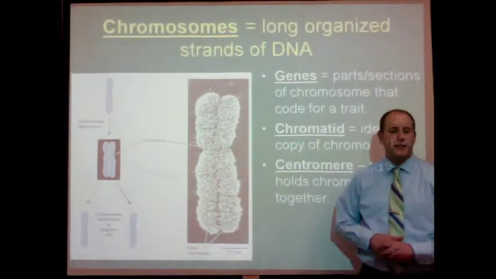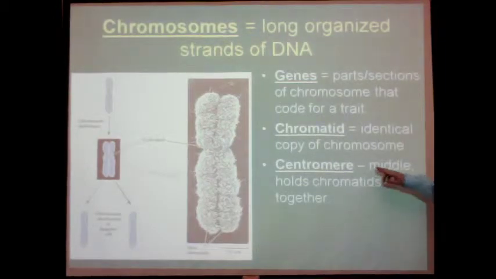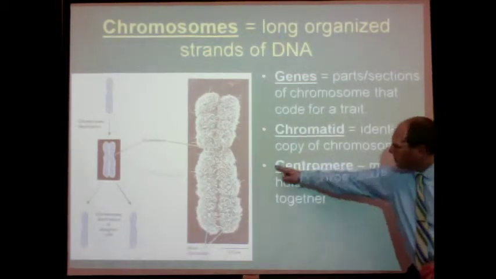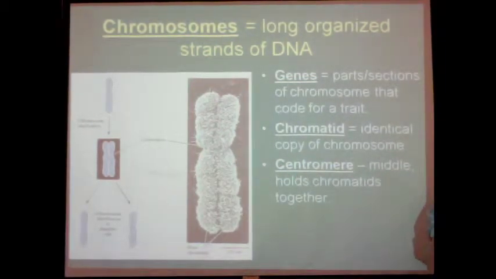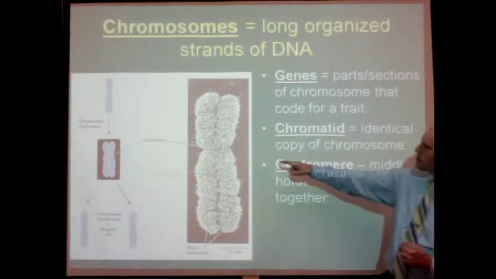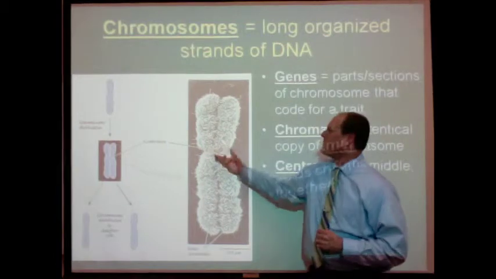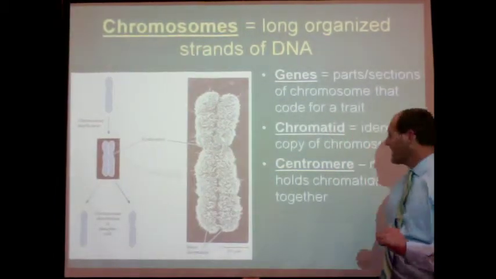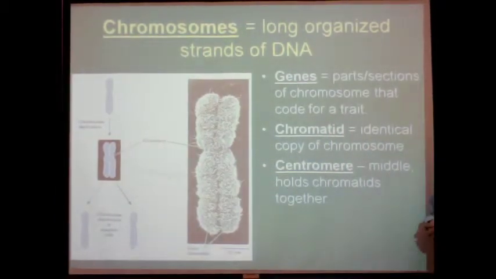Now these chromatids are held together in the middle at a location called the centromere. This is the place that holds these chromatids together. That centromere is located right here. It's kind of this area where it's pinched in a little bit. It's not necessarily a thing, it's more of a place.